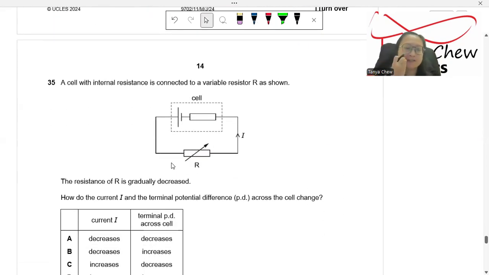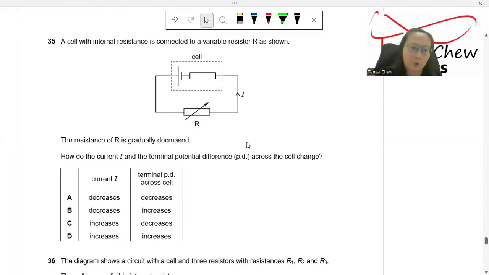Question 35. A cell with internal resistance is connected to a variable resistor R as shown. The resistance of R is gradually decreased. How do the current I and the terminal potential difference across the cell change? Because the resistance is decreasing, the overall resistance is decreasing. Resistance is inversely proportional to I. When the resistance decreases, the current will have to increase. It's either C or D.